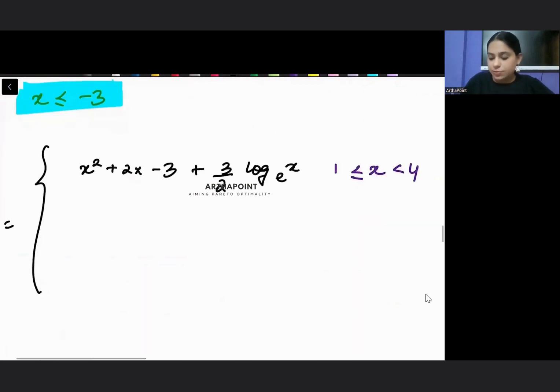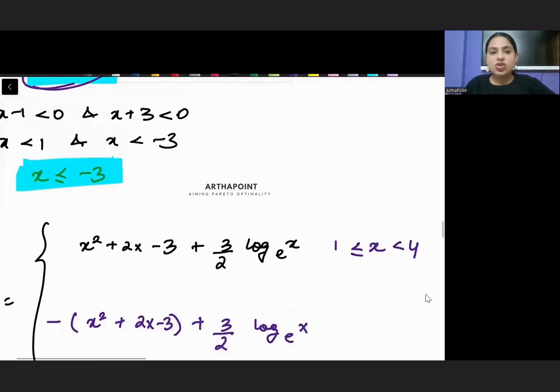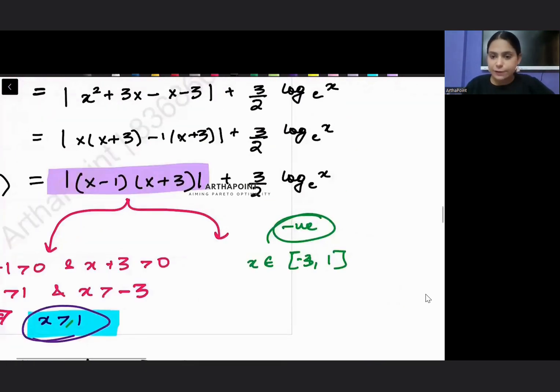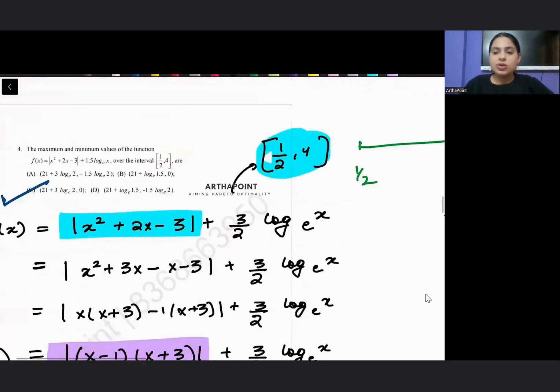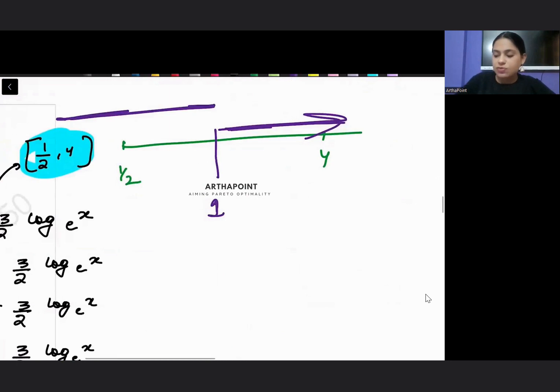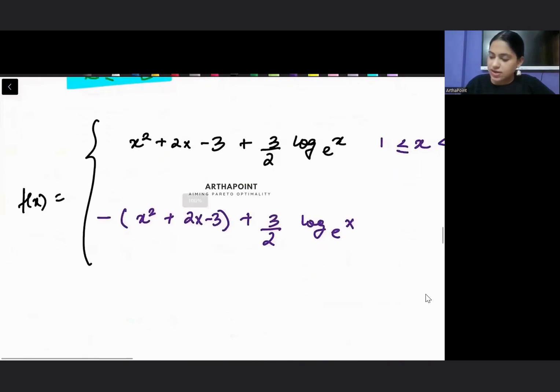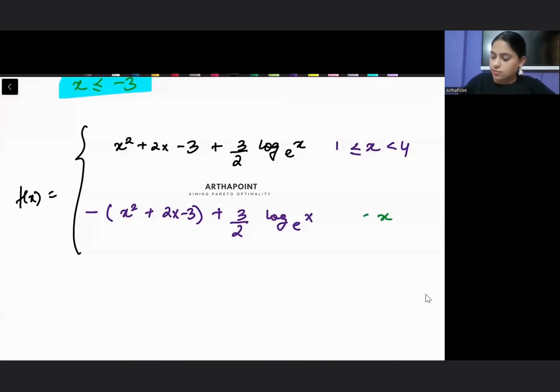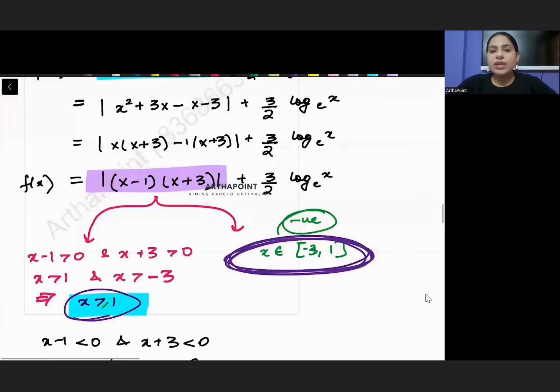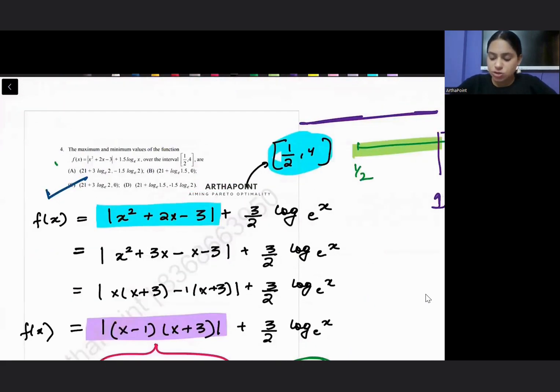I can put a negative sign with this. And this actually holds true whenever x is negative. And x is negative in this domain from minus 3 to 1. But I am only concerned with this interval, so I will only consider from half to 1. So this gives me when x is between half to 1, I have got this side. So now I have been able to at least define my function well.